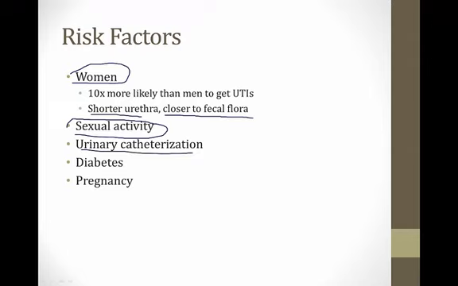Patients who've had a urinary catheter inserted can obviously get UTIs. People with diabetes are more likely to get UTIs. And in fact, if you diagnose a UTI in a man, one of the first things you should think about is that he may have undiagnosed diabetes that set him up for that urinary tract infection. And then women who are pregnant are more likely to get UTIs than women who are non-pregnant.